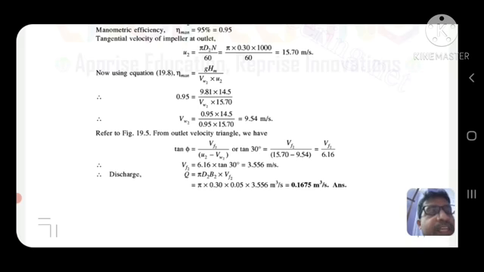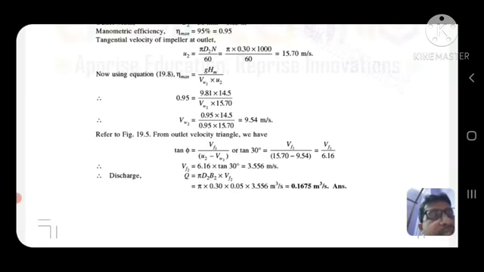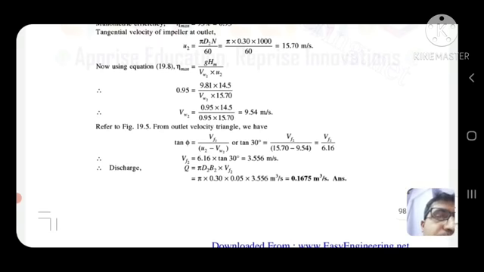So tan phi is Vf2 divided by U2 minus Vw2, or tan 30 degree is equal to Vf2 by 15.70 minus 9.54. So U2 minus Vw2 is 6.16. Then Vf2 is equal to 6.16 into tan 30 degree. So that is equal to 3.556 meter per second.